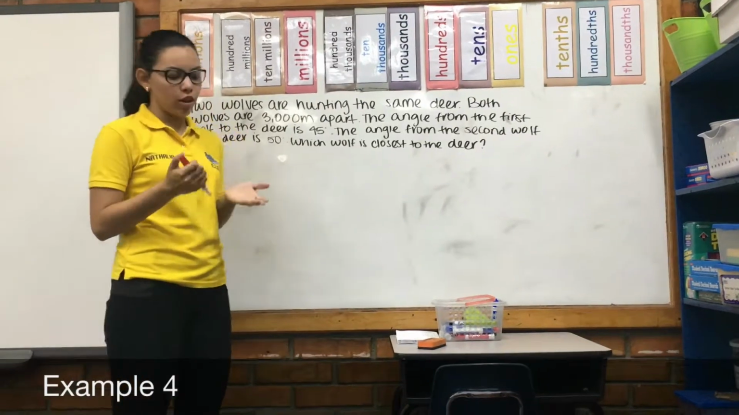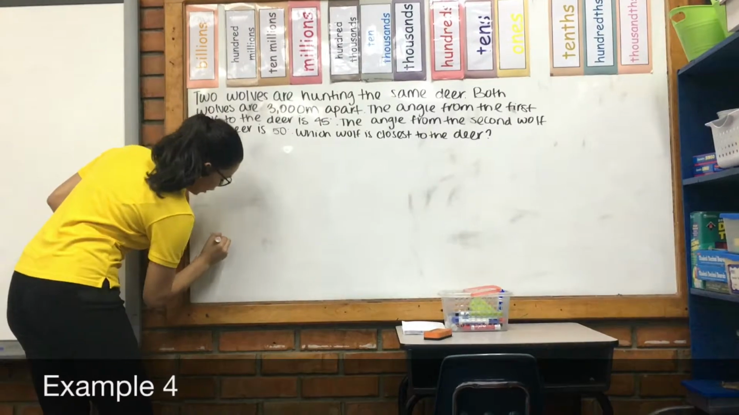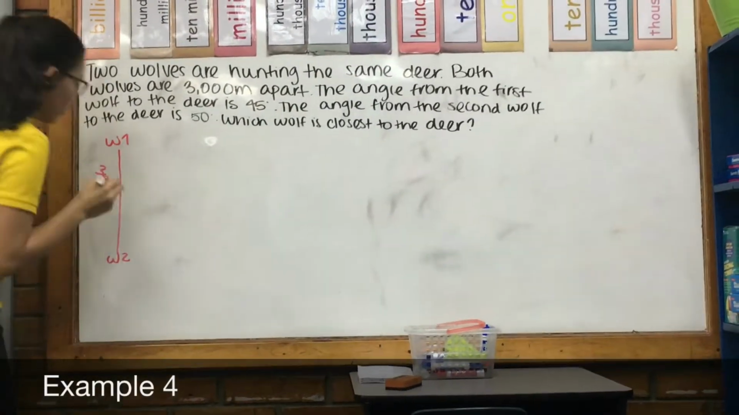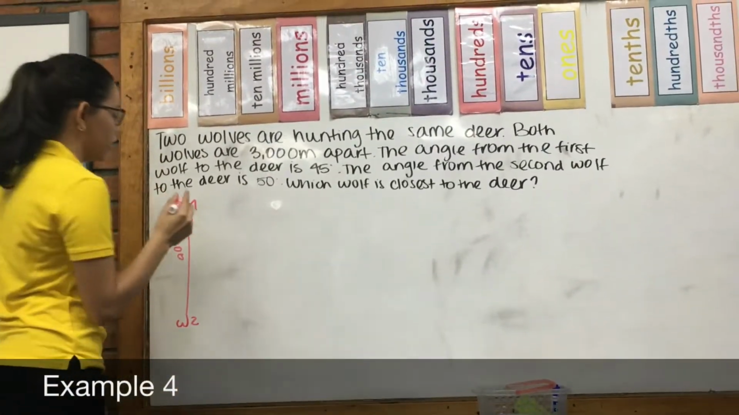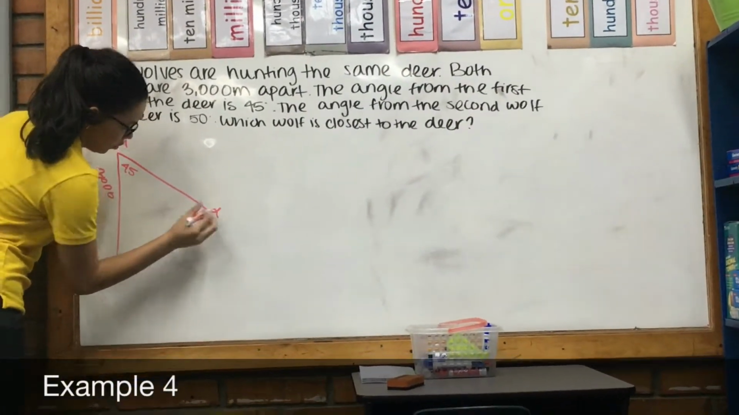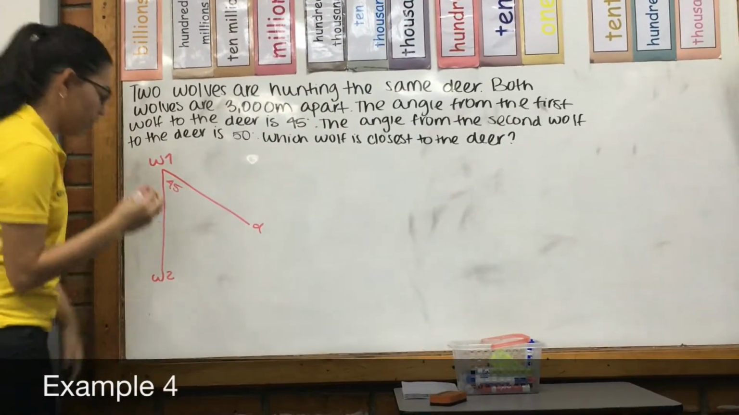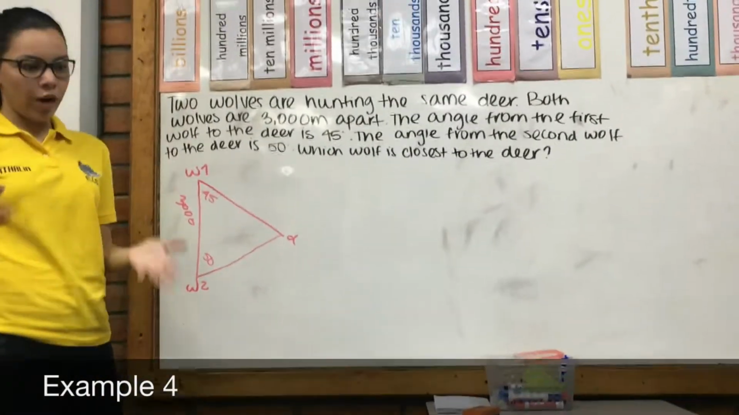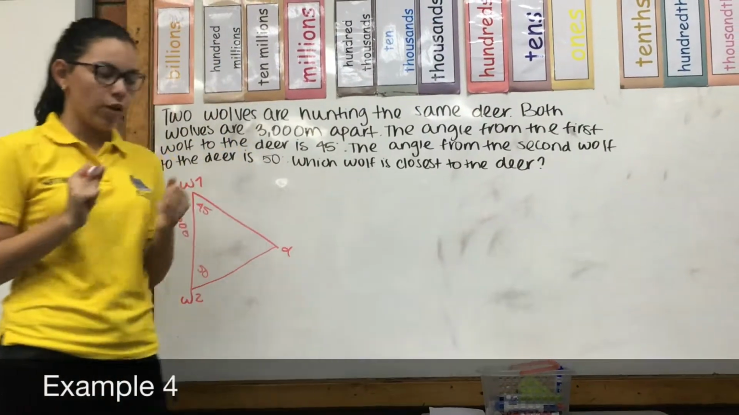So first, we will draw a diagram. So the first wolf and the second wolf are 3,000 miles apart. Then we have that the angle from the first wolf to the deer is 45 degrees. So it's 45. And the deer's here. Then the angle from the second wolf to the deer is 50 degrees, and the 50 would go here. As you can see, now we have our triangle. We cannot use the Pythagorean theorem as our triangle is not a right triangle.